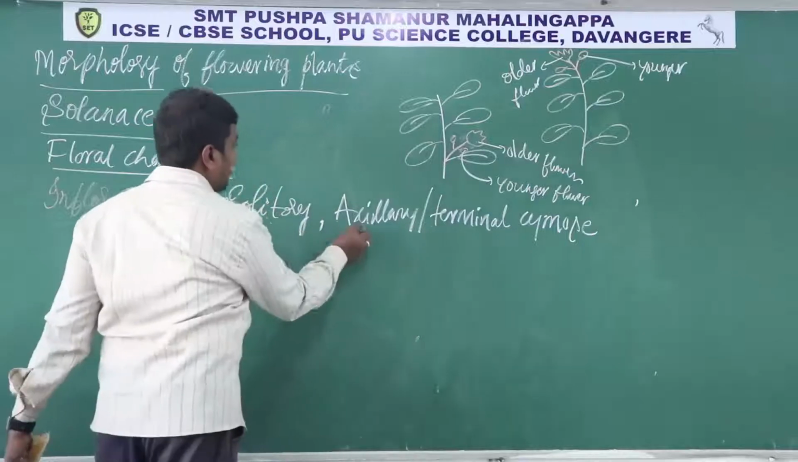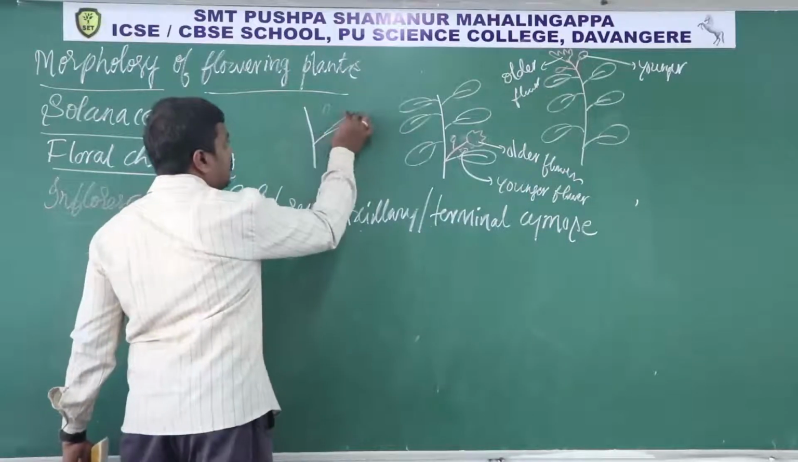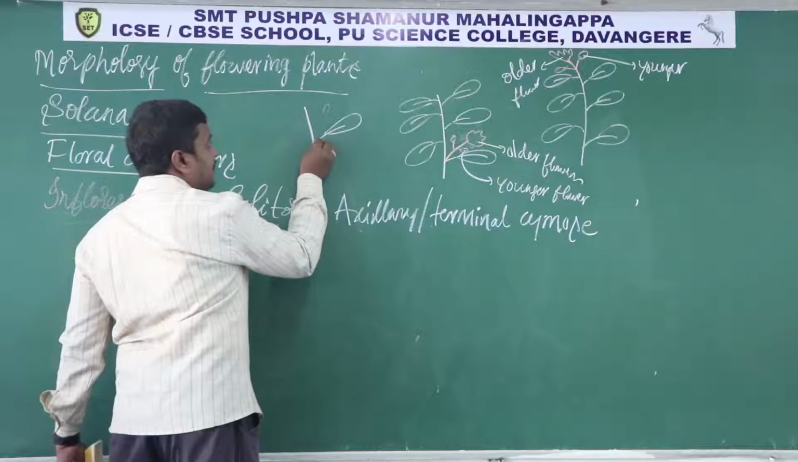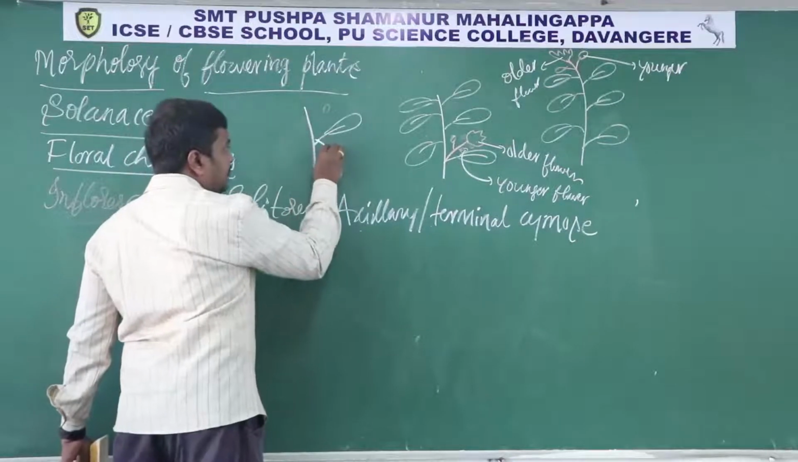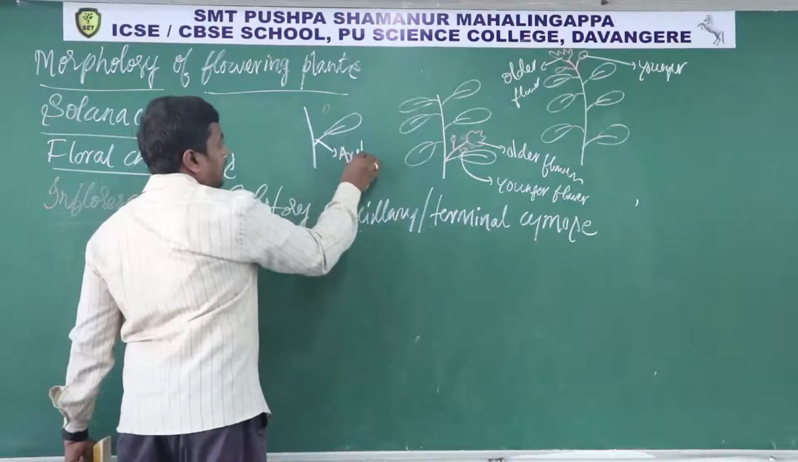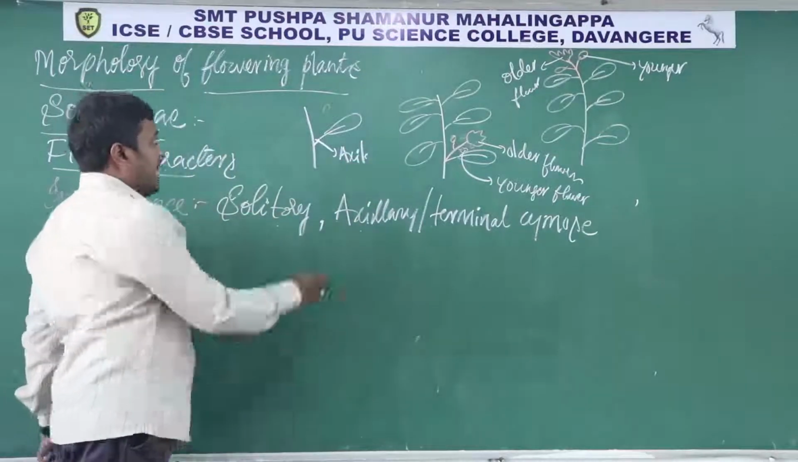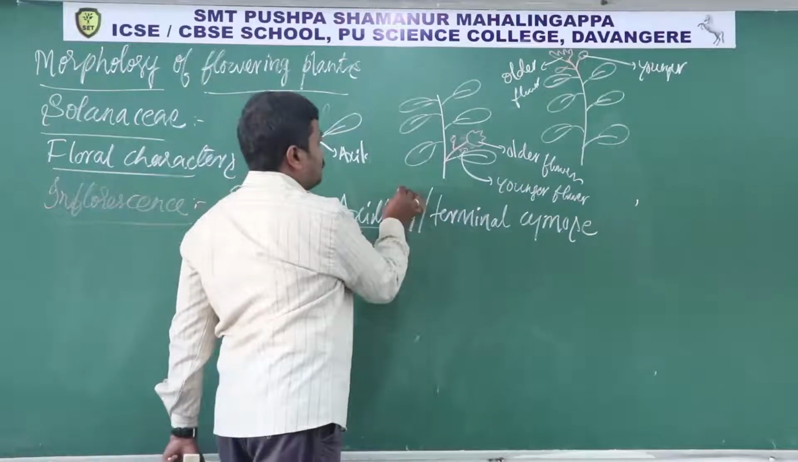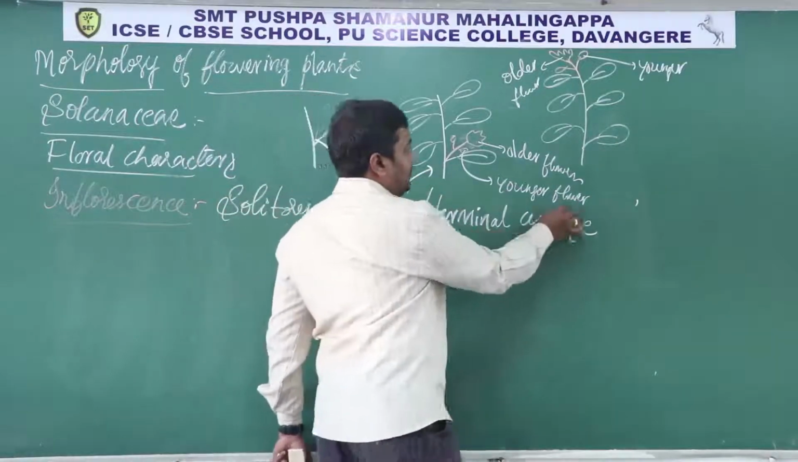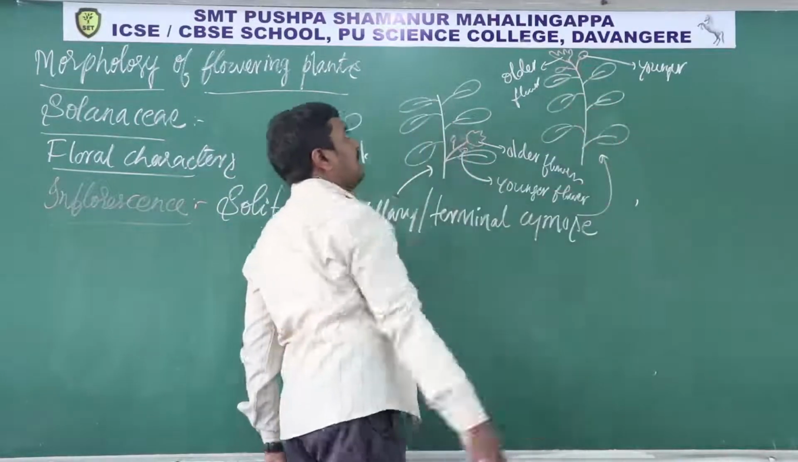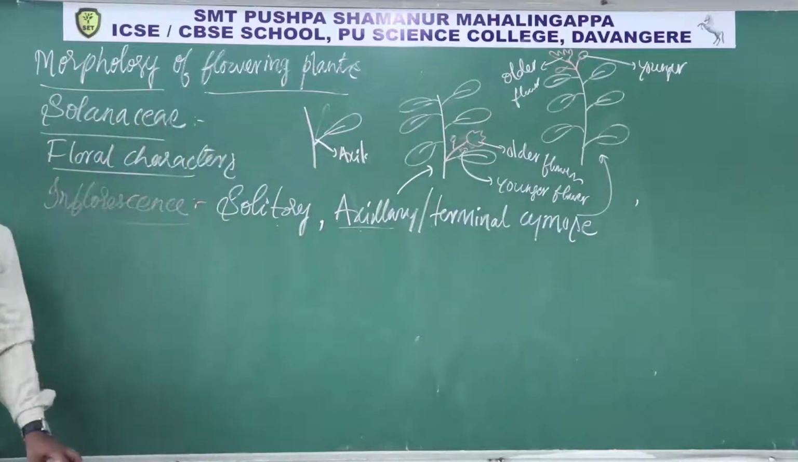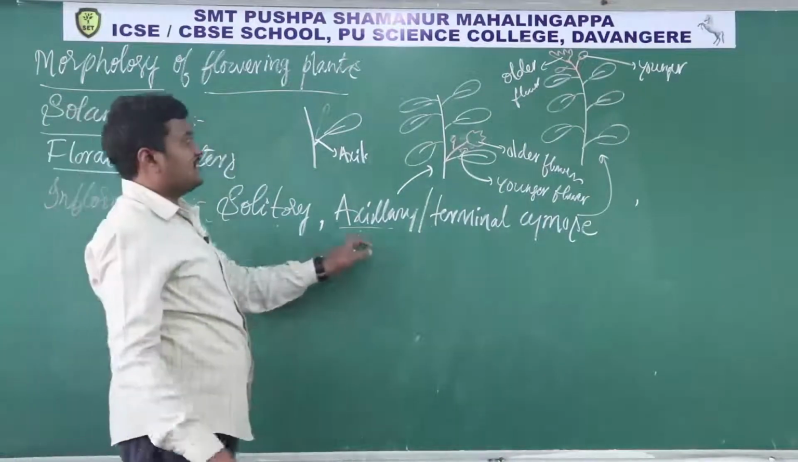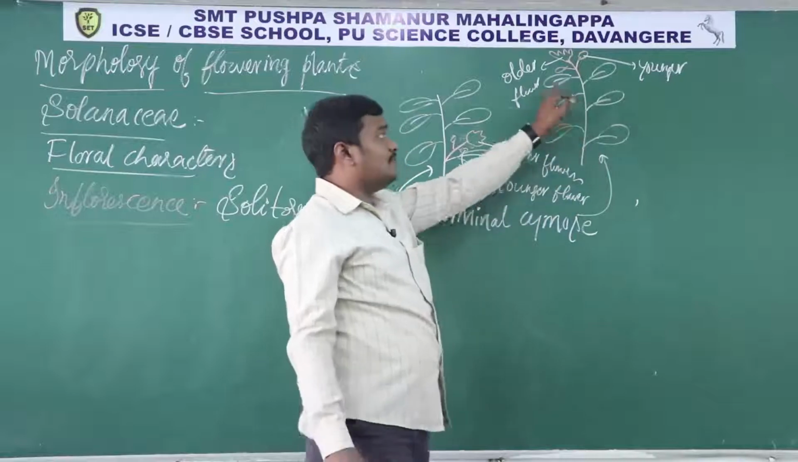You know the meaning of axil? Axil means it is the junction of stem and leaf base. So this is the axil. Okay, the inflorescence arising from the axil is called axillary inflorescence. So this is axillary and this one is terminal. The inflorescence at the tip is called a terminal inflorescence. So this is axillary cymose and this one is terminal cymose.